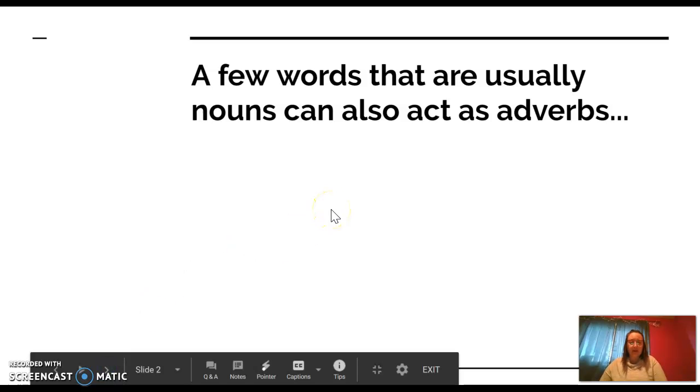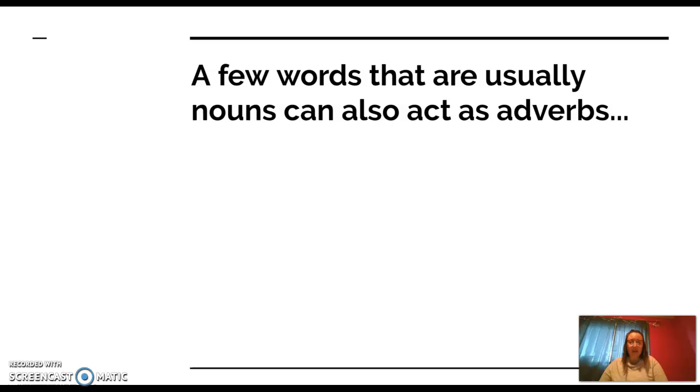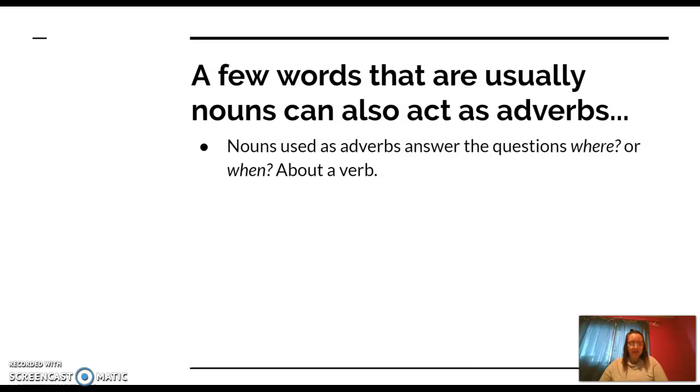A few words that are usually nouns can act as adverbs. So today we're specifically talking about nouns that can also be adverbs. Nouns used as adverbs answer the questions where or when about a verb. Back in the adjectives unit, we learned about all the different questions adjectives answer. At the beginning of this unit, we talked about the different questions that adverbs in general can answer, but specifically this type of adverb, nouns as adverbs, will only answer where or when about a verb. And note, it's only ever going to be about a verb. It's not like the adjectives where it could be about an adjective or another adverb.